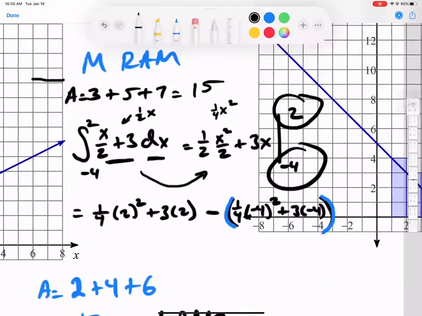Okay, we can simplify the math. 2 squared is 4. 4 divided by 4 is 1. 3 times 2 is 6, minus 4 squared is 16. 16 divided by 4 is going to be 4, minus negative 12, which is a positive 12.